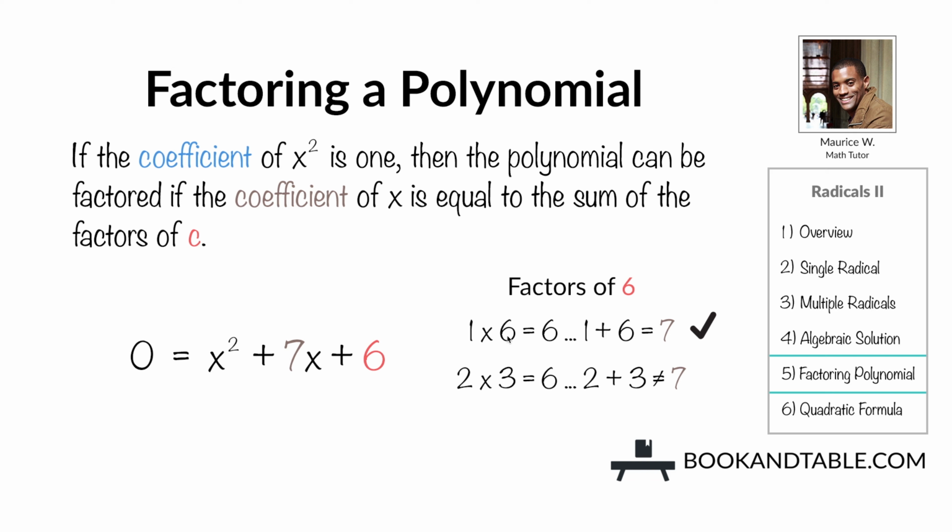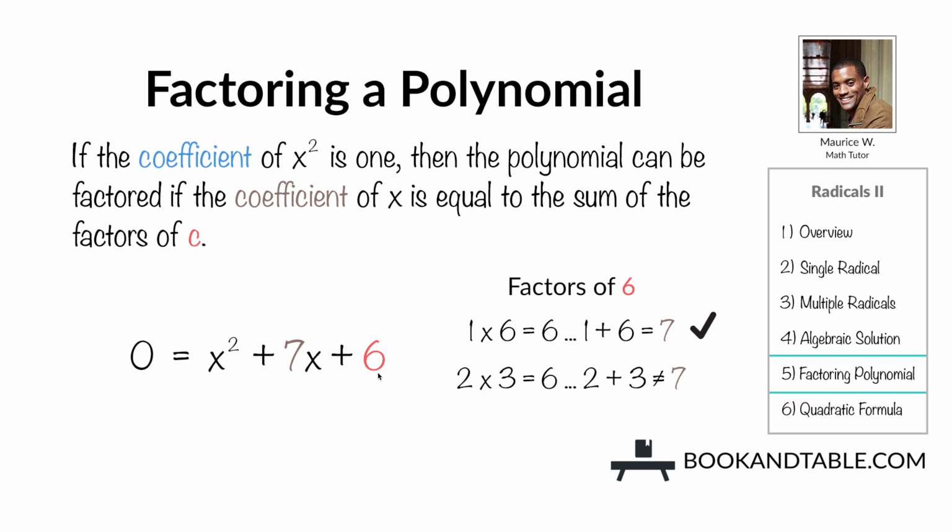So these are the factors that we're looking for as far as the factors of 6. If you consider the other factors, so in this case, 2 times 3 would also get us a 6. But the sum of these factors, 2 plus 3, does not equal the coefficient of x. So that is how you know it is these factors that we're looking for.